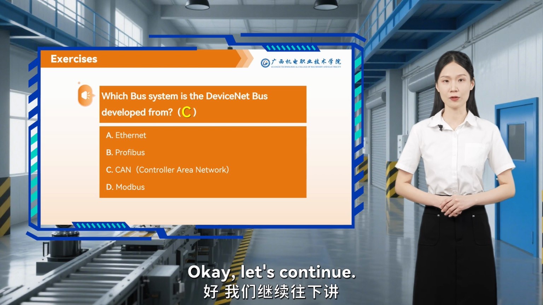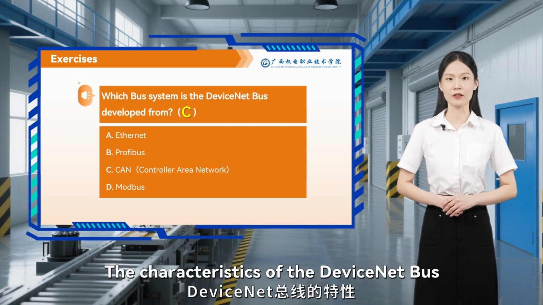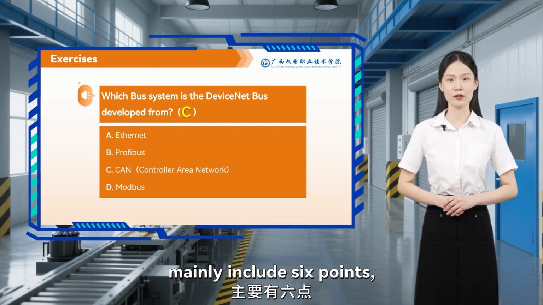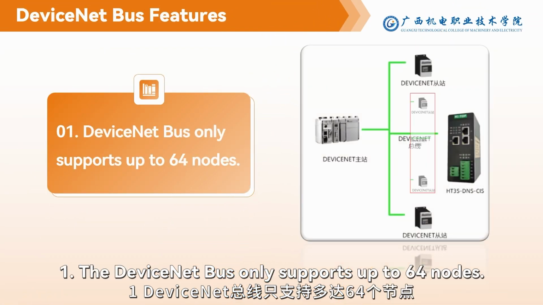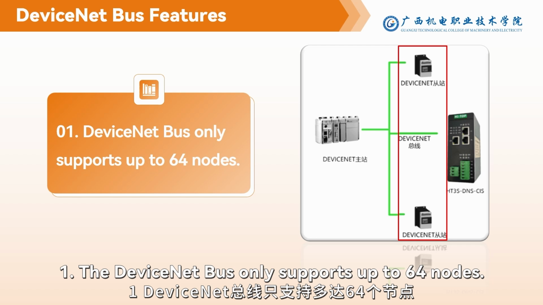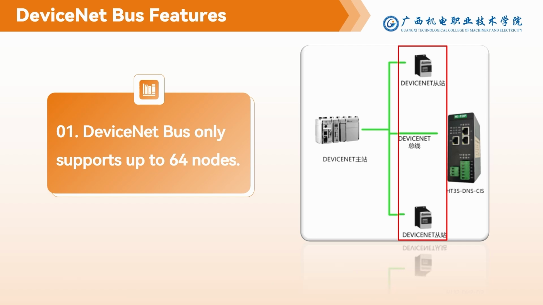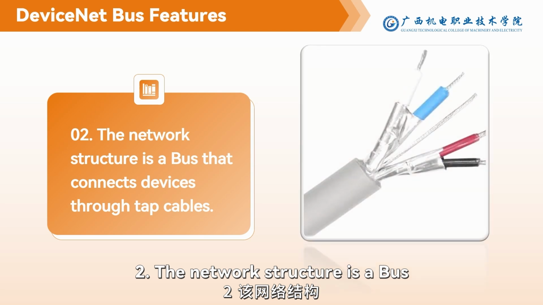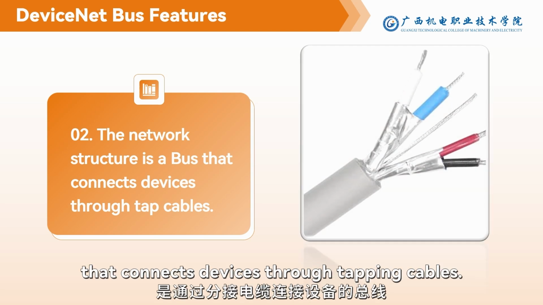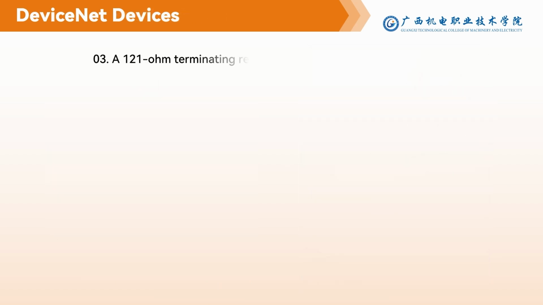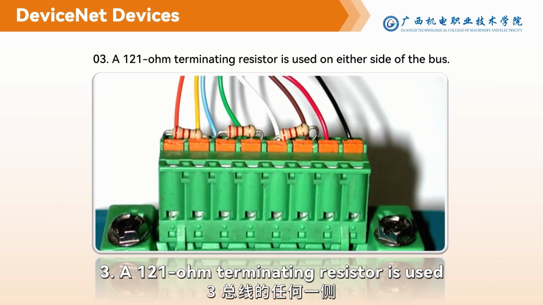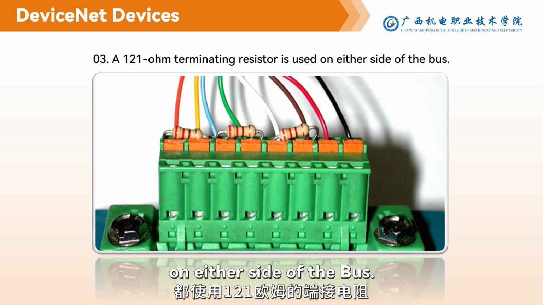Okay, let's continue. The characteristic of the DeviceNet bus mainly includes 6 points, which are: Point 1. The DeviceNet bus only supports up to 64 nodes. Point 2. The network structure is a bus that connects devices through tapping cables. Point 3. A 121 ohm terminating resistor is used on either side of the bus.